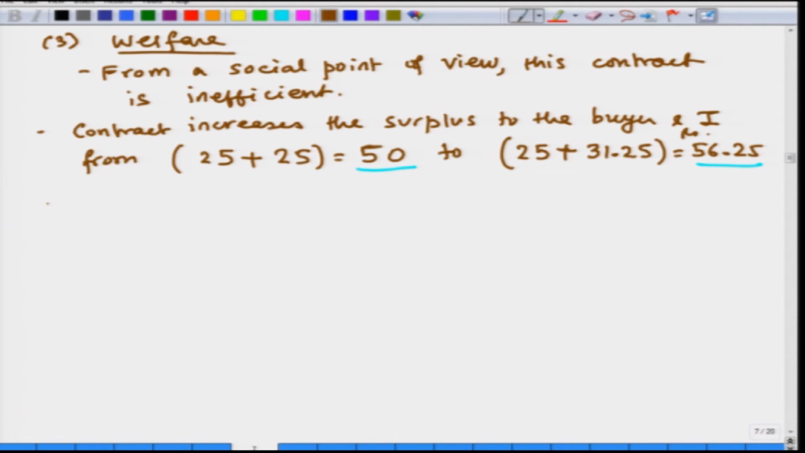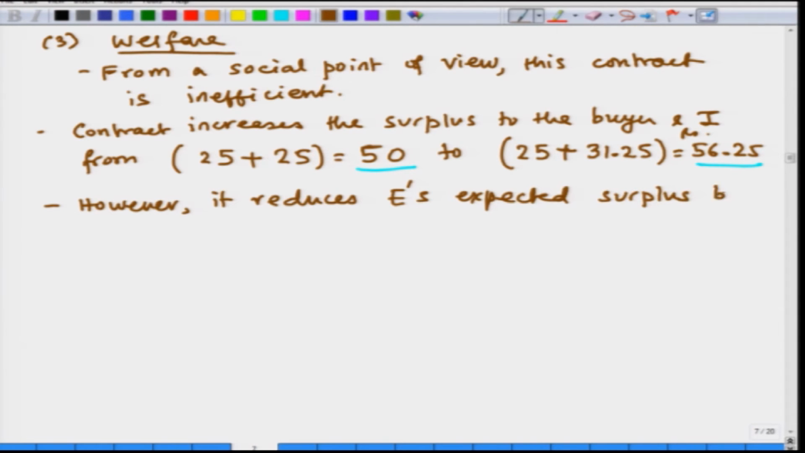However, it reduces the entrant's expected surplus by more than rupees 6.25, right. So, the loss to the entrant is greater than the gain to the buyer and the incumbent. So, on a larger scale of things the contract is actually going to be inefficient.